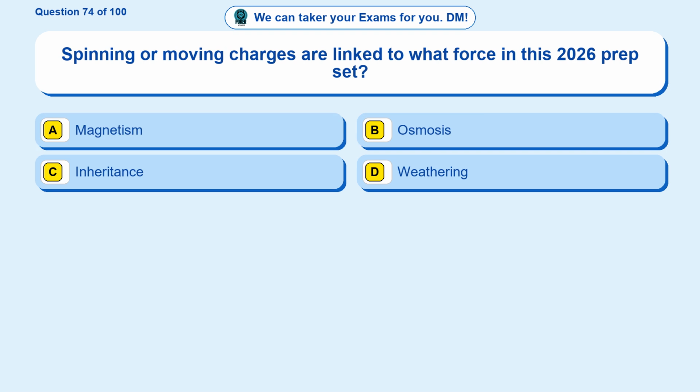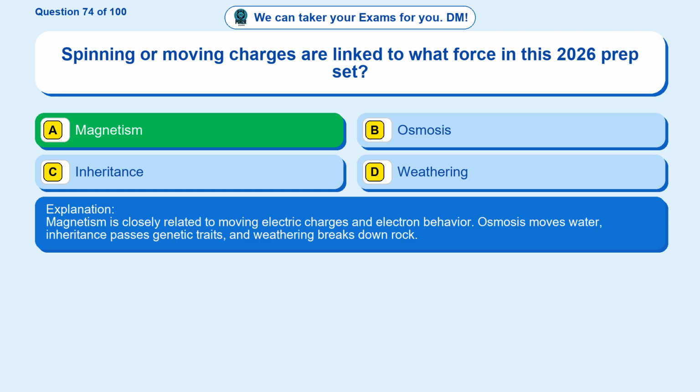Question 74. Spinning or moving charges are linked to what force in this 2026 prep set? Option A, magnetism. Option B, osmosis. Option C, inheritance. Option D, weathering. The correct answer is option A. Magnetism. Magnetism is closely related to moving electric charges and electron behavior. Osmosis moves water, inheritance passes genetic traits, and weathering breaks down rock.